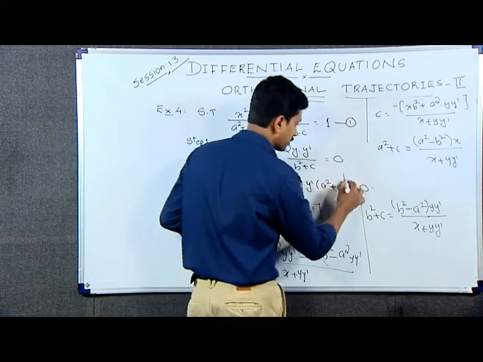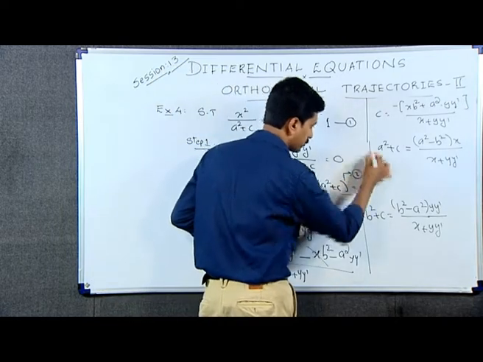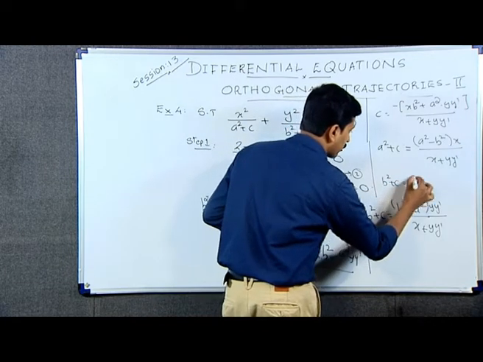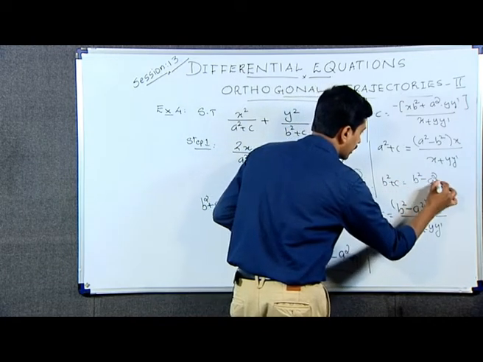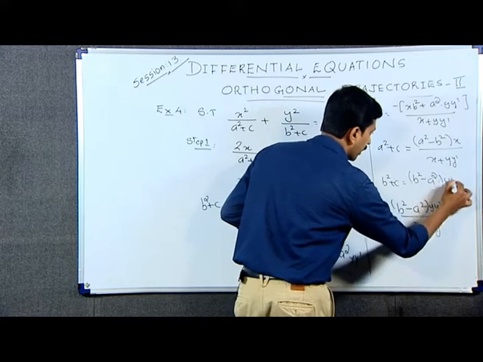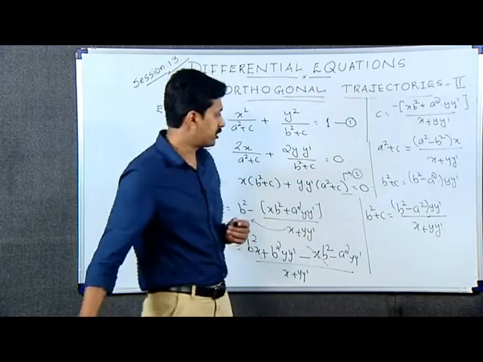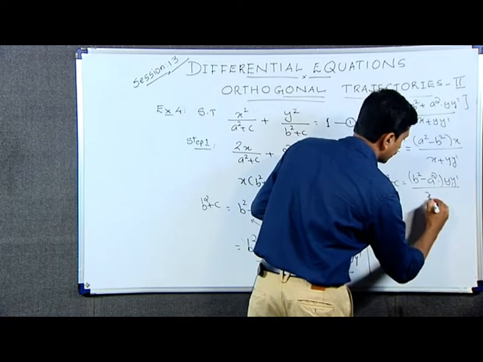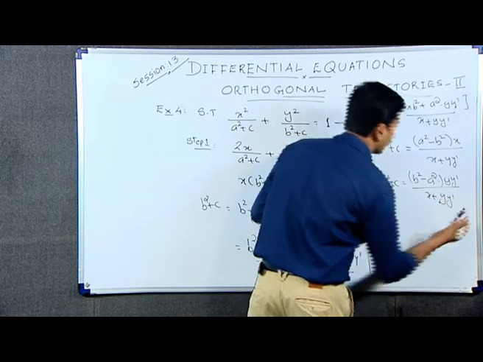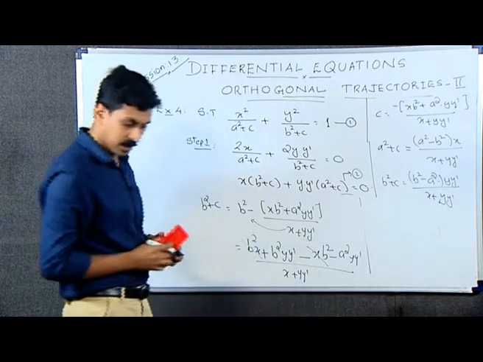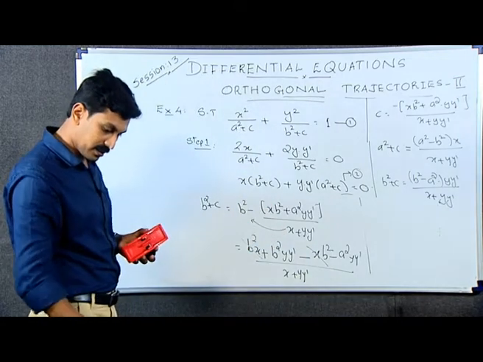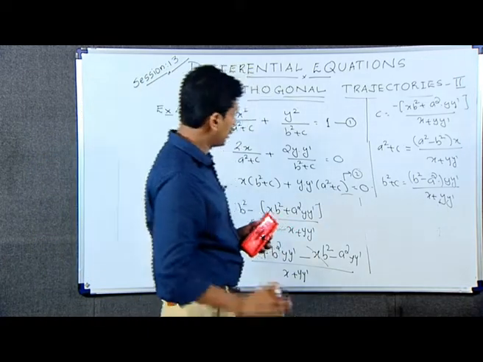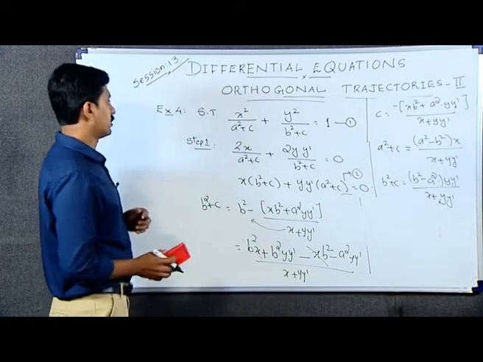So, I am writing this as equation number 2, that we also have to use: b square plus c equal to b square minus a square into y y dash divided by x plus y y dash. Now, see, we found a square plus c as well as b square plus c, we will put all these values in 1.